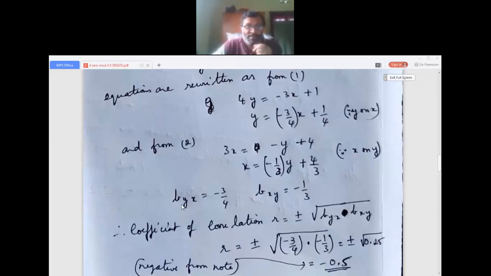This is the regression coefficient of the regression line y on x, and y on x means b of yx. This is the regression coefficient of the regression equation x on y, so x on y means b of xy. I hope it is clear. This is a very important question. The same type of question is there in the model question paper. Please solve it.